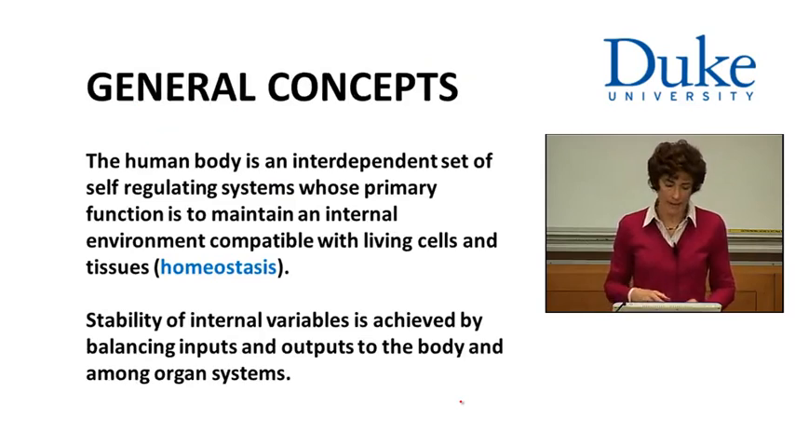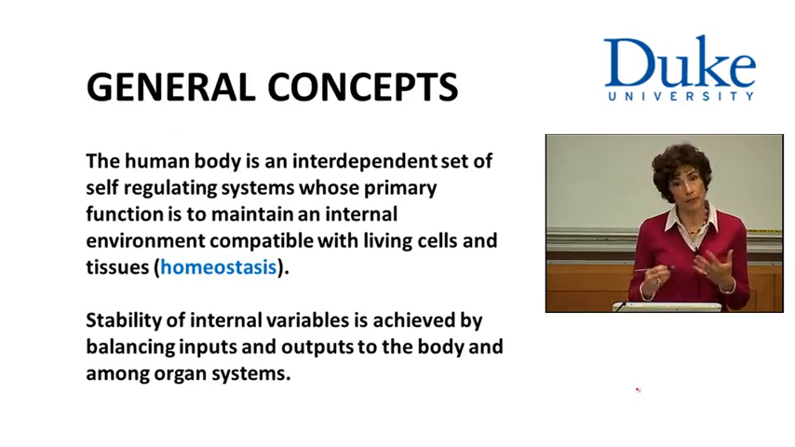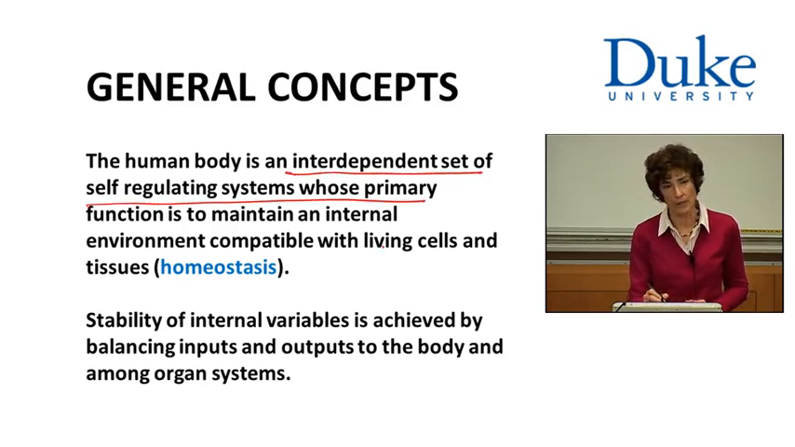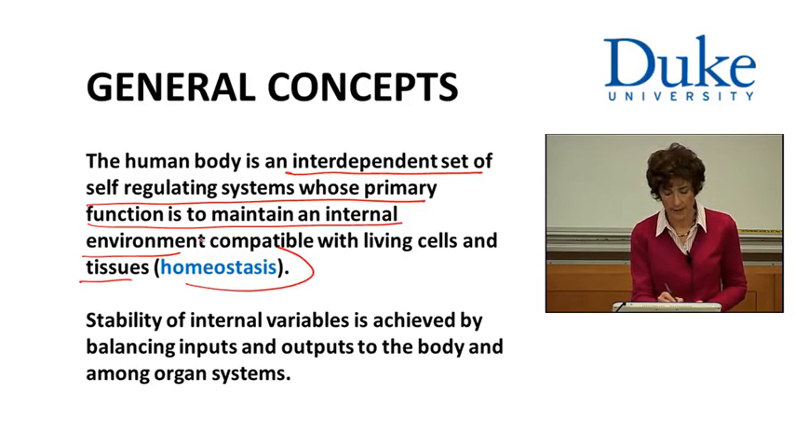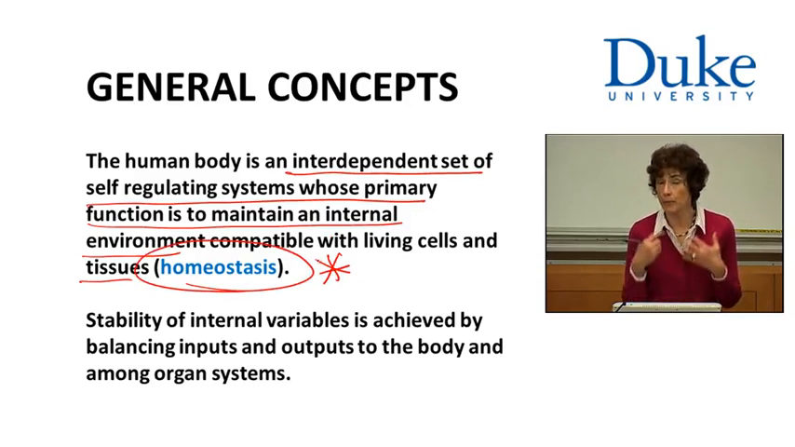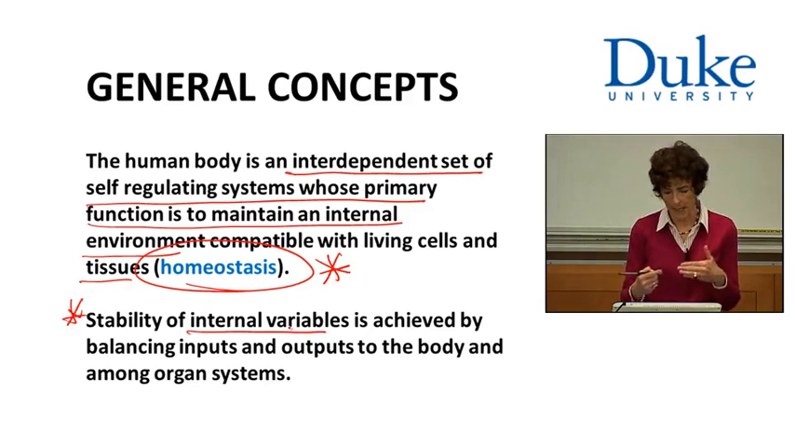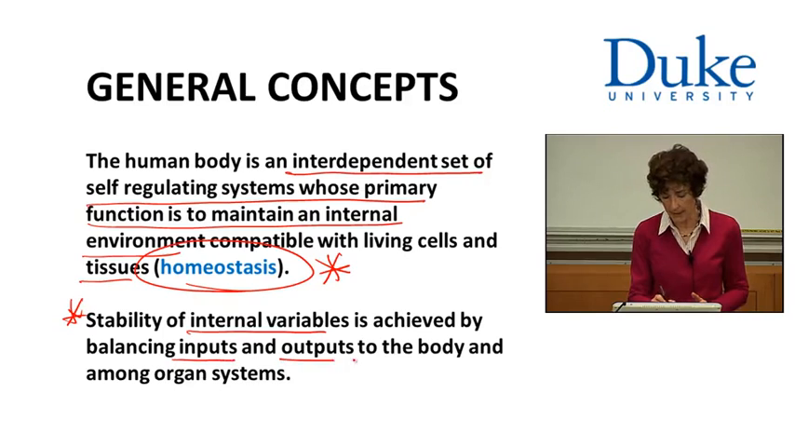So what are our general concepts? The first is that the human body is this interdependent set of self-regulating systems whose primary function is to maintain an internal environment compatible with living cells and tissues. And this is homeostasis, and this is the primary theme of physiology, and it is what all of the organ systems of the body are trying to maintain. The second is that we have stability of these internal variables, and it can be achieved by balancing our inputs and outputs to the body and among the organ systems.